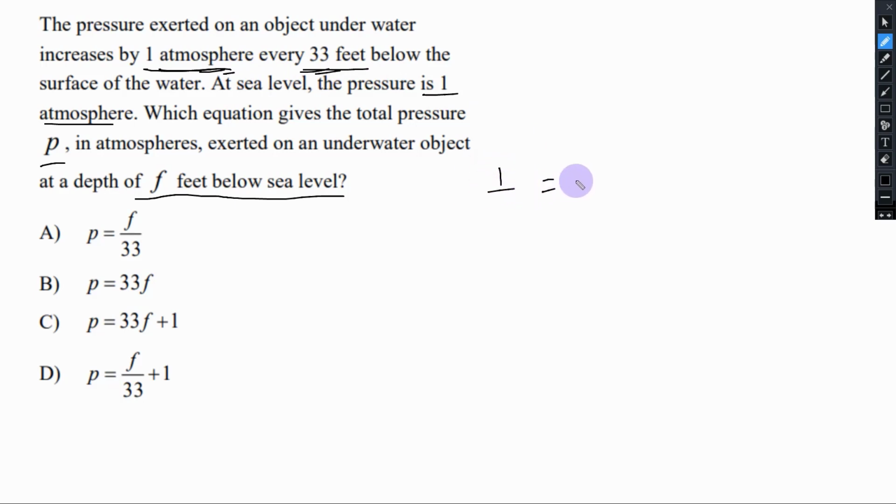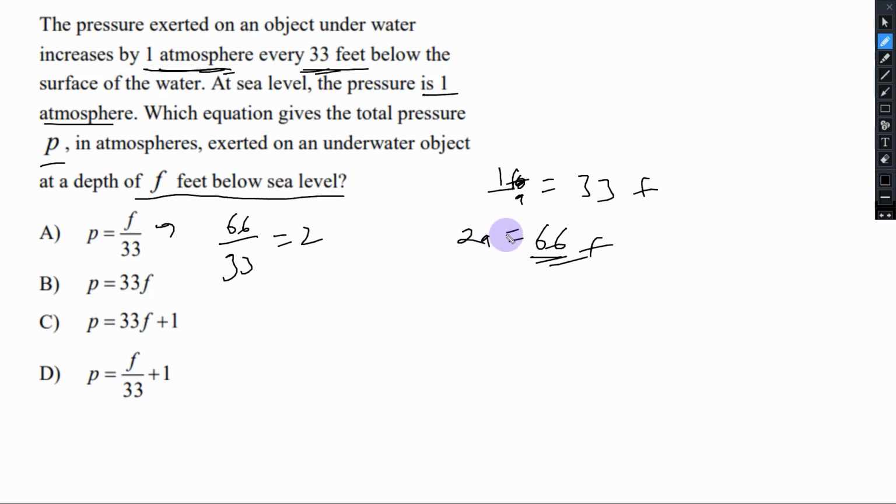So we can do 1 equals 33. If we multiply by 2 on both sides, it will be 2 equals 66. So this is 1 atmosphere and this is feet, this is feet, this is atmosphere. So if we plug in 66 feet right here, it will be 66 by 33, which gives 2. So the pressure will be 2 atmospheres. And then if we plug in 33 feet here, it will give 1 atmosphere.